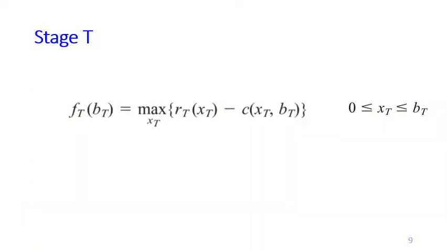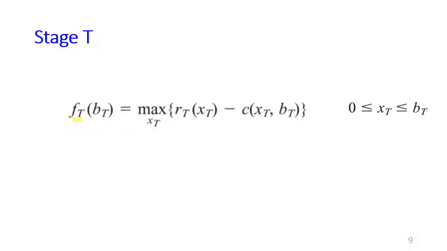Now, after we have thought about all the aspects, let's start formulating the recursions. Usually we separate the recursions into stage big T, which is the very end of the problem, and then the stages small t. Let's start with stage big T. So this is the very last year of the problem. We have bT fish, and then we get the revenue from catching xT fish minus the cost. So you don't have f(T+1) here because big T is already the end of the problem.